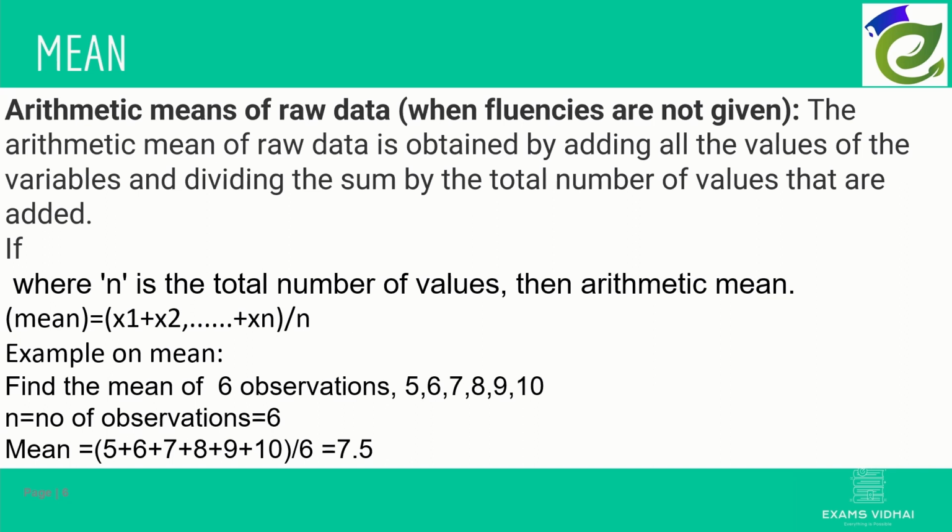We will take an example on the mean. Find the mean of 6 observations: 5, 6, 7, 8, 9, 10. Here n, the number of observations, equals 6. Then mean equals the sum of all observations, that is 5 plus 6 plus 7 plus 8 plus 9 plus 10, which equals 45, divided by 6, that is 7.5. The mean of the 6 observations is 7.5. What does 7.5 mean? Here 7.5 is the average of all observations.